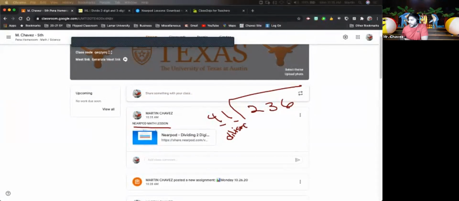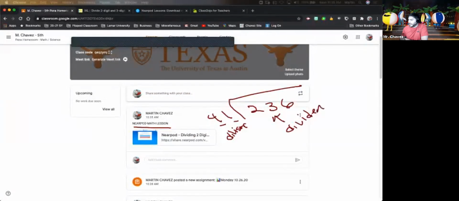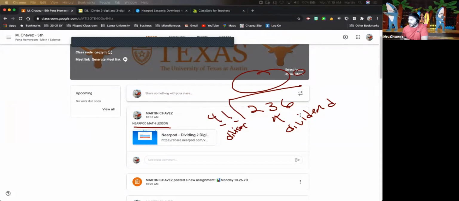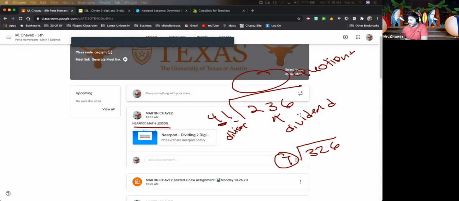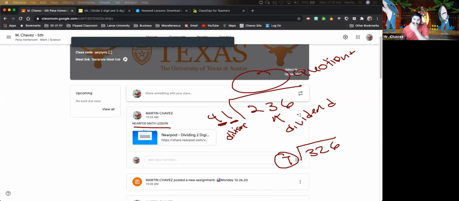Remember, this is your divisor. This number here is your dividend. And then your answer is your quotient. Because you guys already know how to do stuff like this with 1 digit, but now we're going to take it a step further and do a 2-digit divisor.